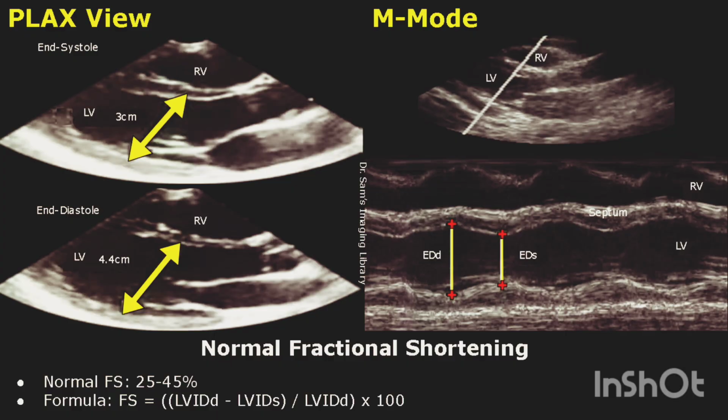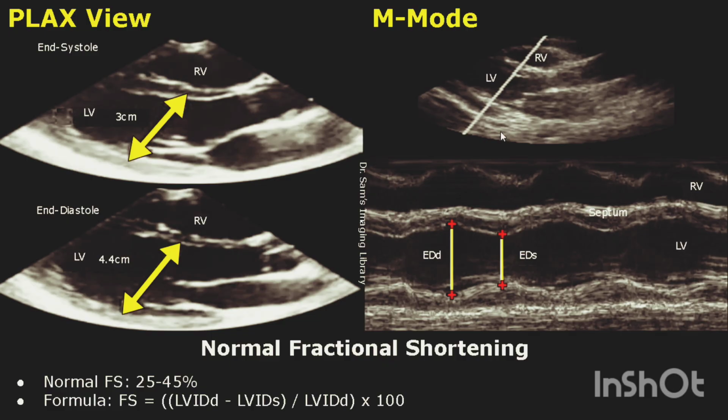Fractional shortening is the percentage of reduction of left ventricular internal diameter during systole. The normal range is between 25 to 45%. It is calculated automatically by the machine after we measure and input the internal diameters of the left ventricle during end systole and end diastole. In these images, the end systole diameter of left ventricle is 3 centimeters, and in end diastole the diameter is 4.4 centimeters.